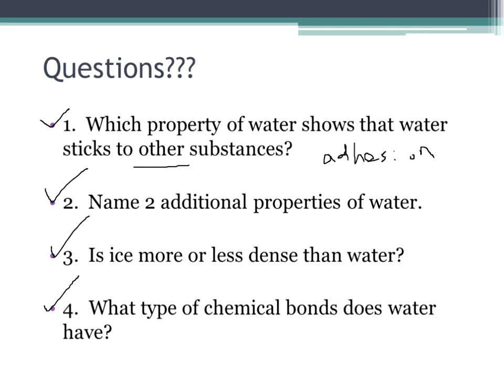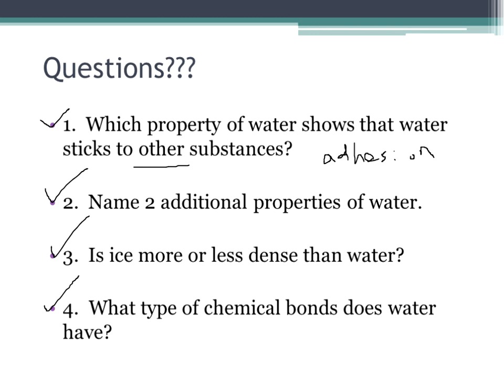Specific heat, yep. Remember, to change the temperature of water, it's pretty high, so it takes a lot of energy. Same thing with high heat of vaporization. That just means it takes a lot of energy to boil water. So good, we got that. Capillary action. Good job. That deals with adhesion as well, where it climbs up small tubes.